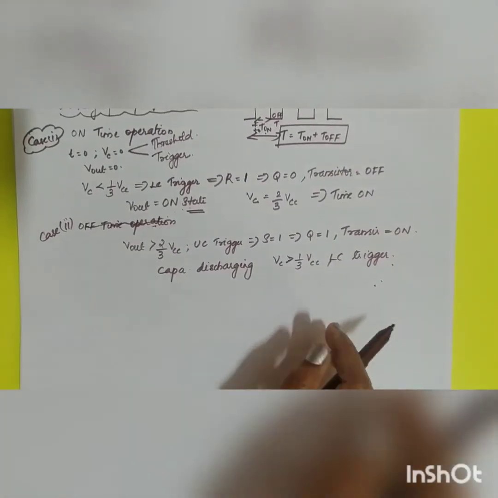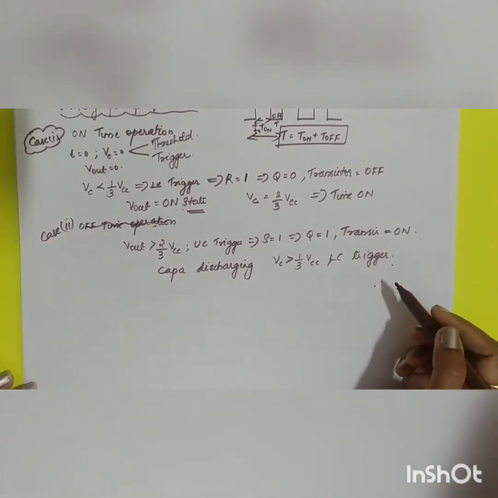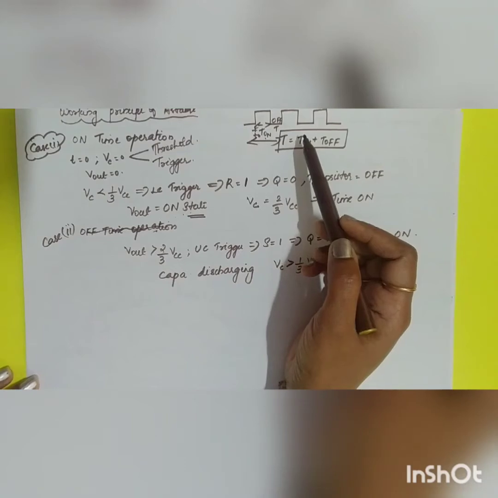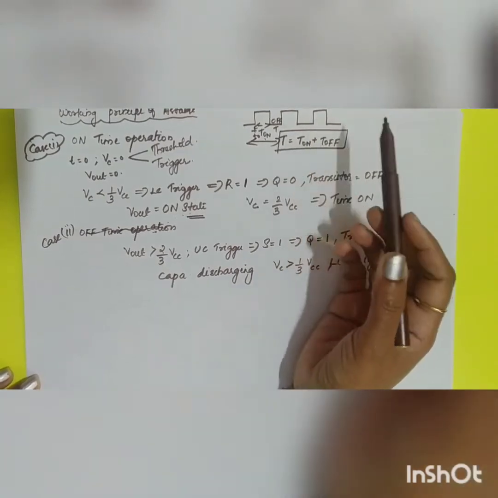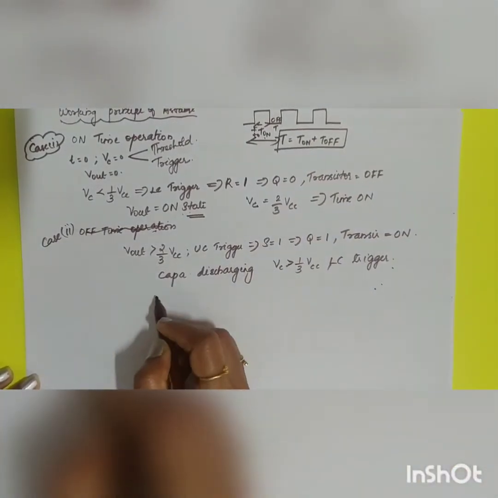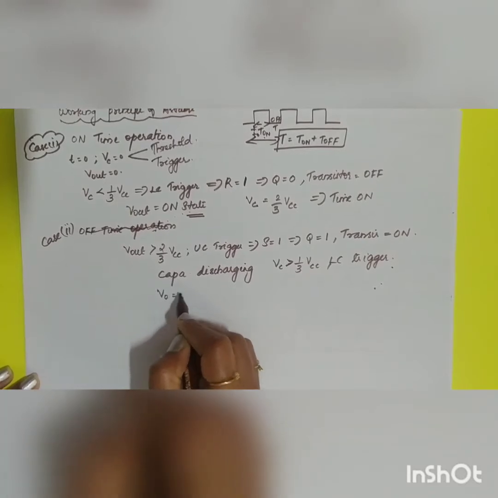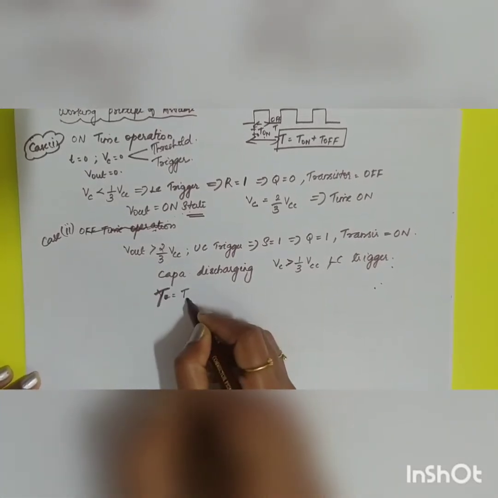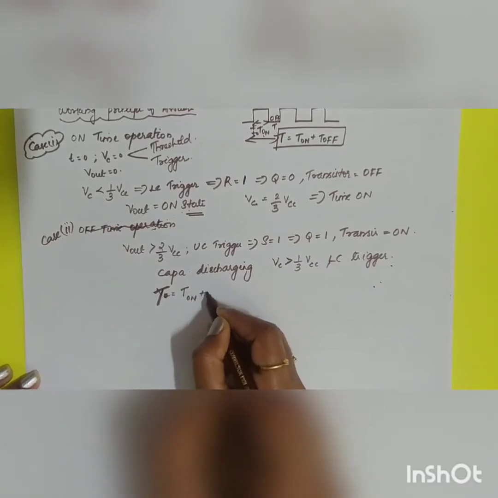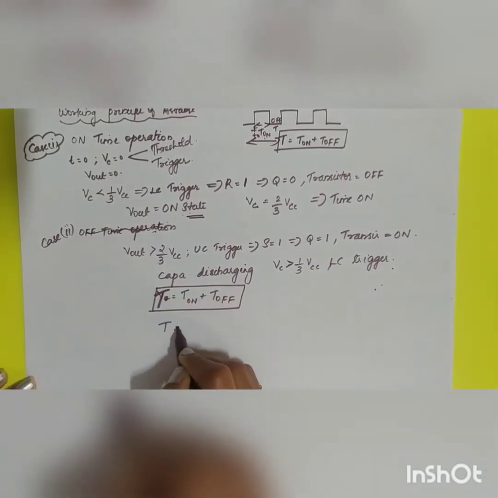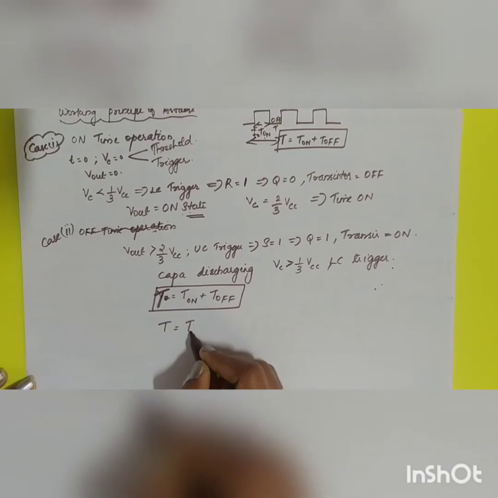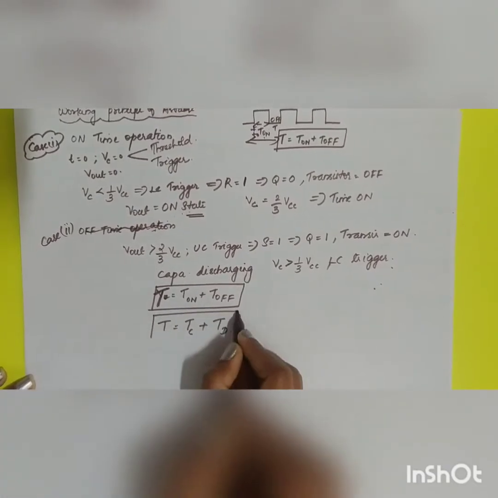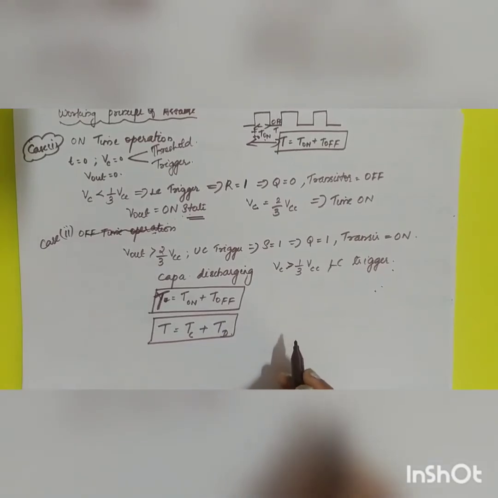And this switching action will be done continuously. That's why it is called by another name. It is a square wave generator, or a relaxation oscillator. So the total time period will be equal to T on plus T off, which is T = T on plus T off, where T on is nothing but the charging time plus T off will be your discharging time. So this is your equation.